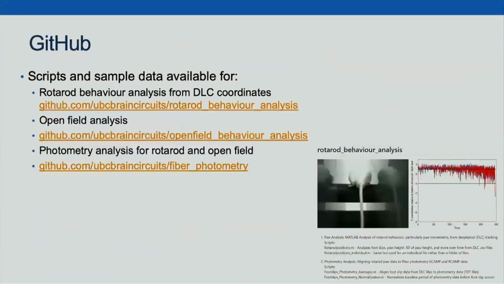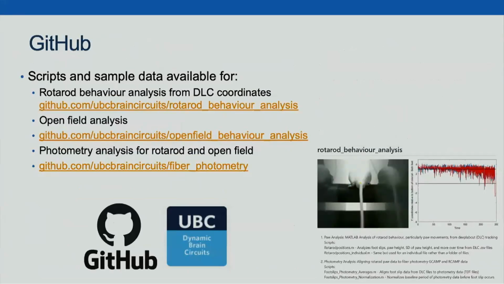And I just wanted to mention some of the scripts and sample data that are available. So I have repositories for the rotarod behavior analysis, open field analysis, and for photometry analysis. I also wanted to mention that these scripts can also be adapted to different behavioral tasks as well as different types of neural activity. And that's everything from me today.